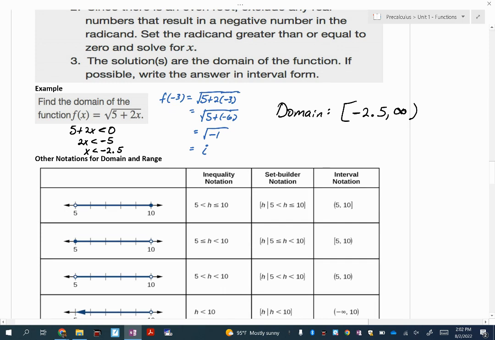So you'll notice I put the -2.5 in a bracket, because if I plug in -2.5, I end up getting 5 plus -5, which is 0, and I can do the square root of 0, that is 0. So -2.5 is what we call included, so it gets a bracket.